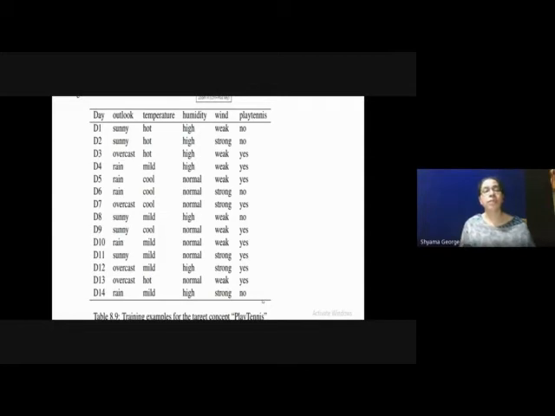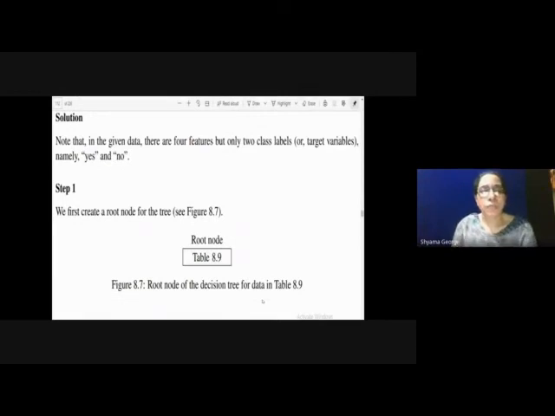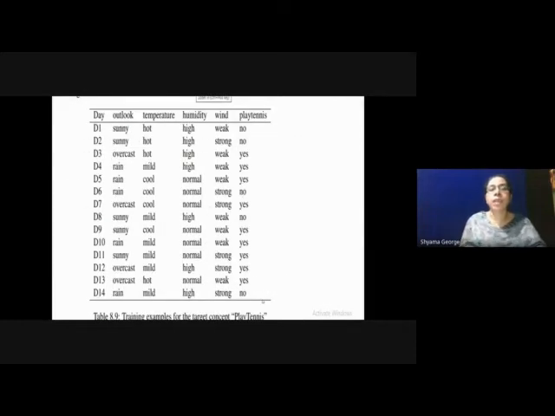So we are given training data like this. There are 14 records. From this training data, we have to generate a decision tree using the ID3 algorithm. The first step is we consider the root node. What attribute should be placed in the root node? This is our first problem to be solved. So what are the attributes available? The attributes are outlook, temperature, humidity, and wind. We want to find out which of these attributes should be placed in the root node.